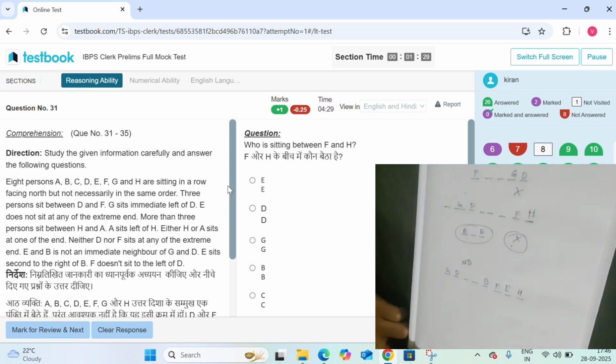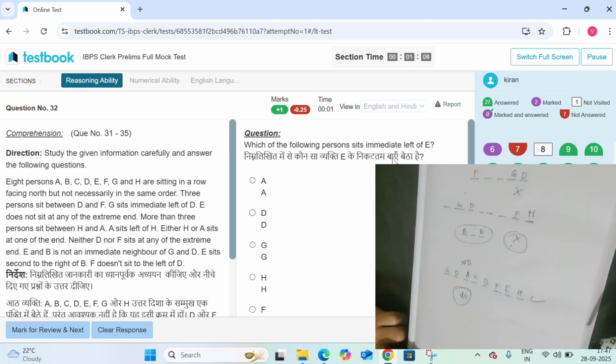Next, A or C should be here, either D or F. Okay, more than 3 seats between H and A: 1, 2, 3. That means A and C. This is the final alignment. Who is sitting between F and H? Only one, that is E.